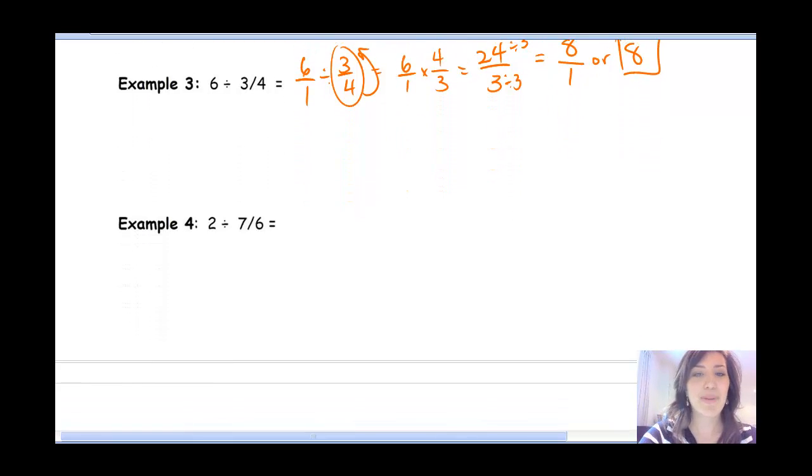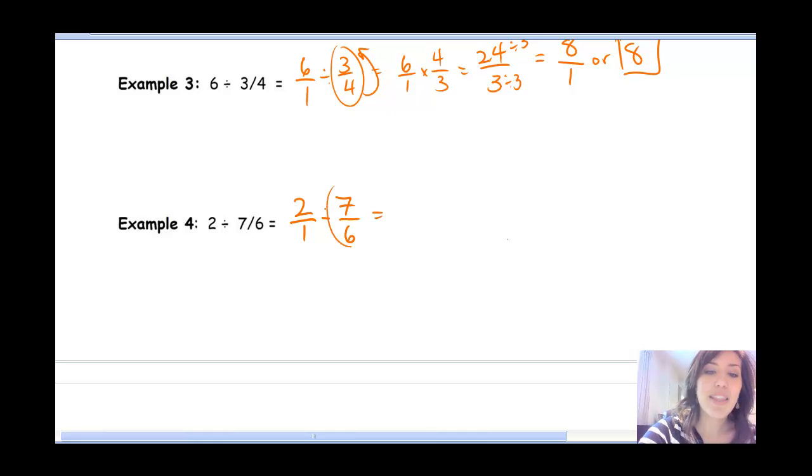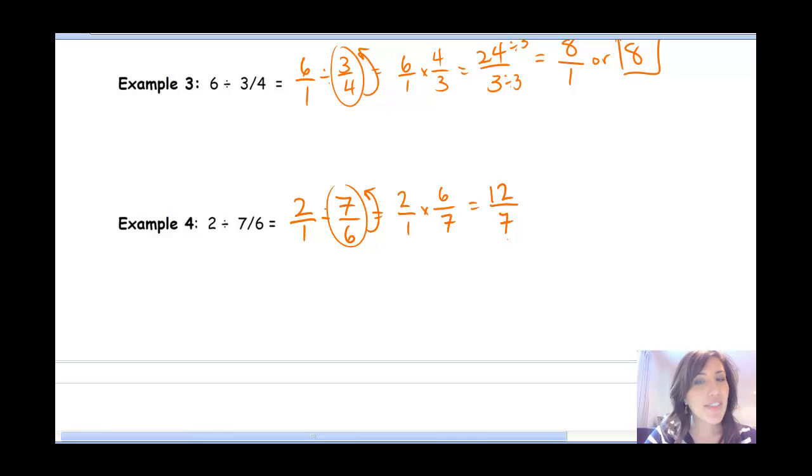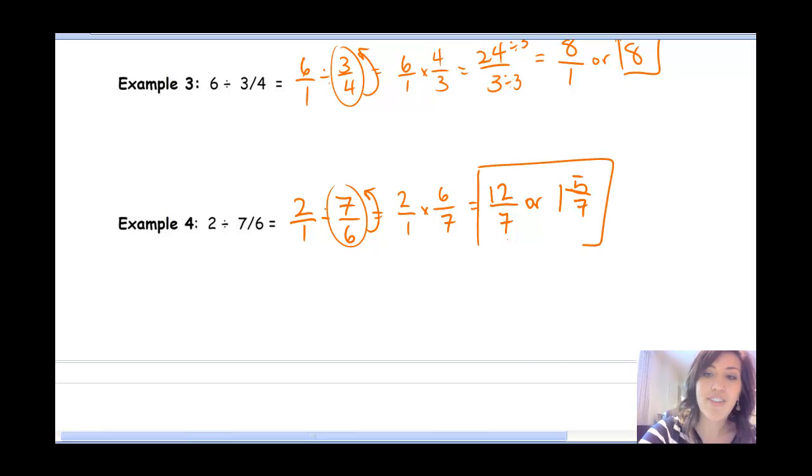And last example on this page, oopsies, 2 over 1 divided by 7 over 6. Let's rewrite this as multiplication, so flip your second fraction and change to multiplication, multiplying by the reciprocal. 2 times 6 is 12. 7 times 1 is 7. Now we can leave this as an improper fraction because that can no longer be reduced, or we can express this as a mixed number. 7 goes into 12, 1. Remaining is 8, 9, 10, 11, 12, 5. Keep our denominators the same. 12 over 7 is 1 5/7.